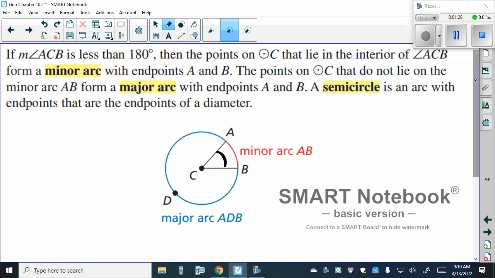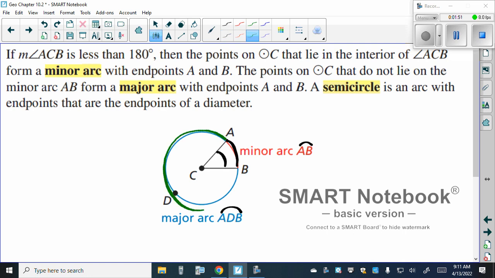The way that we label arcs is by putting a little arc above the letters. So we can say arc AB, or here, arc ADB. Whenever we use two letters to name an arc, we're talking about the shortest distance between those two points. So if we say arc AB, we're going from A to B this direction. We're not talking about the direction going this way. Whenever we have two letters, we're going the shortest distance between those two points on the arc.